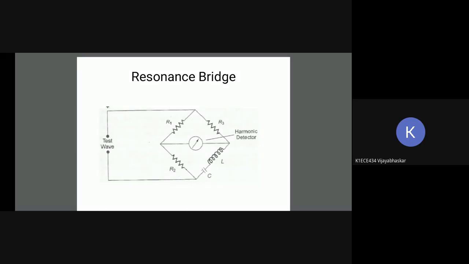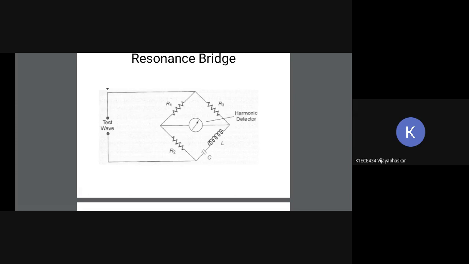How we use the bridge is that it balances the input frequency or fundamental frequency. To balance the fundamental frequency, we have to use this bridge. Initially, we give some test wave. The test wave consists of some fundamental frequencies. By that frequency, we balance the bridge. Finally, the harmonic distorted signal is observed at the end point.